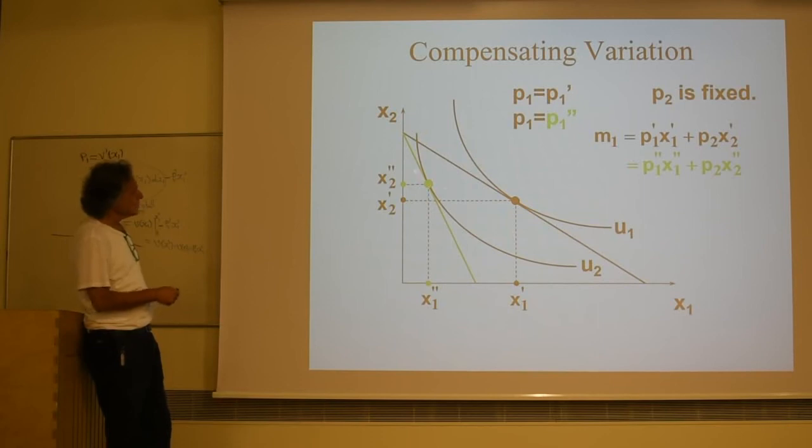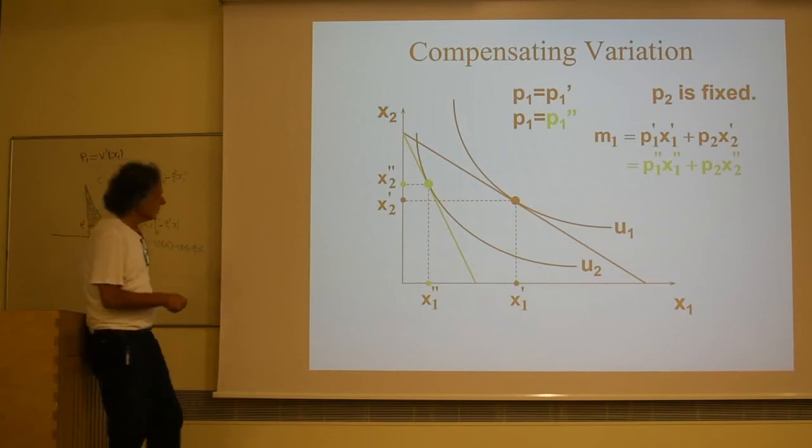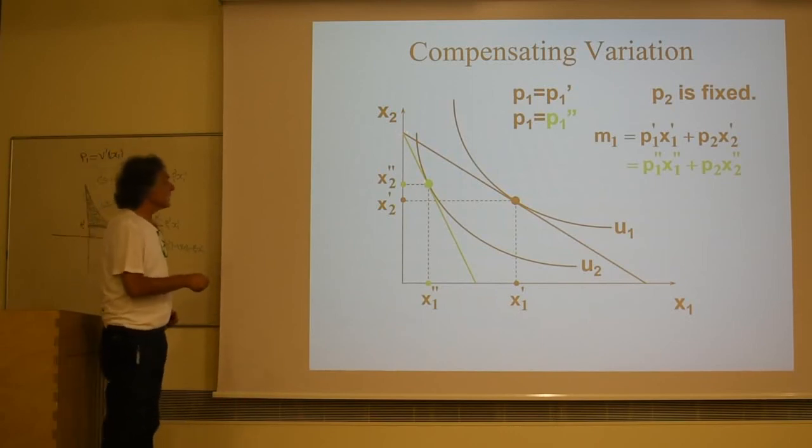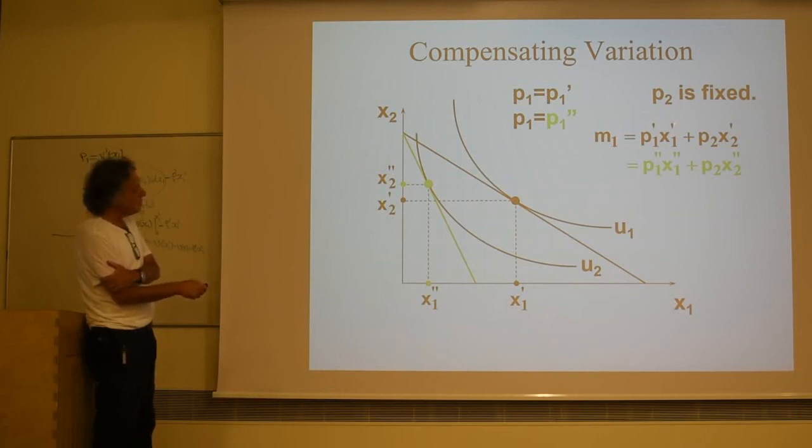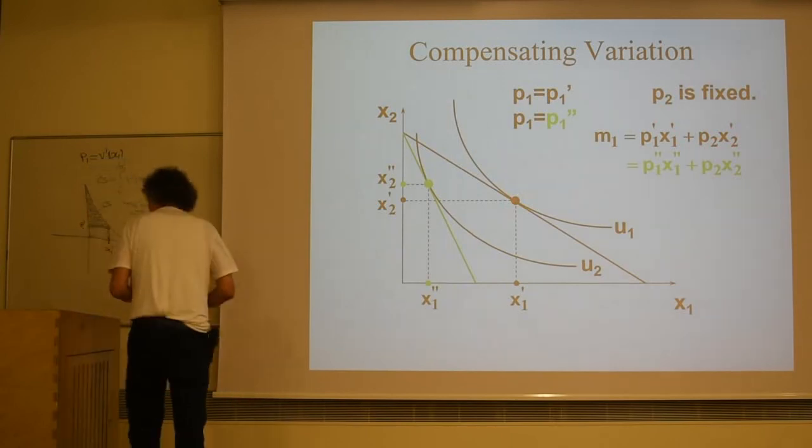In order to allow, because now I look at how much I consume from X1 and X2, and actually at the price, I can ask myself the following: what is M2 that will allow me to buy P1 double prime X1 prime plus P2 X2 prime, that allows you to buy this one. Okay? Let me say this.